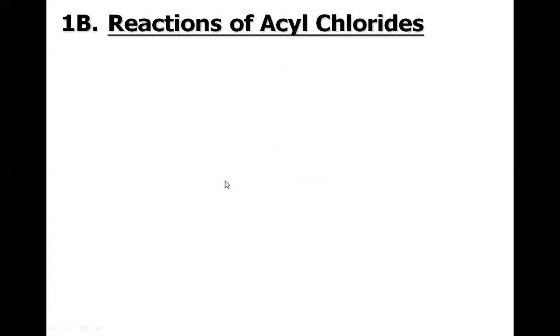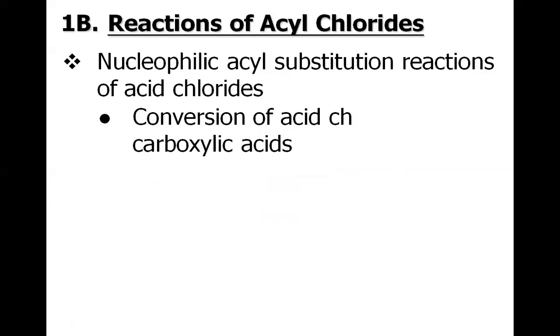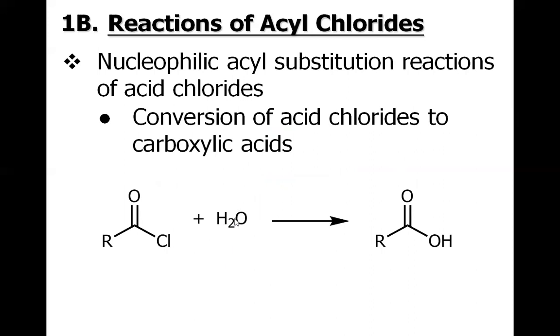So now let us discuss the reactions of acid chlorides. As we know, nucleophilic acyl substitution reaction may easily occur on the acid chloride because acid chlorides are very reactive in nature. So if we simply add water to the acid chloride, the carboxylic acid will be formed because this chlorine has extremely good leaving tendency. So this carboxylic acid may be formed by adding water to acid chloride.